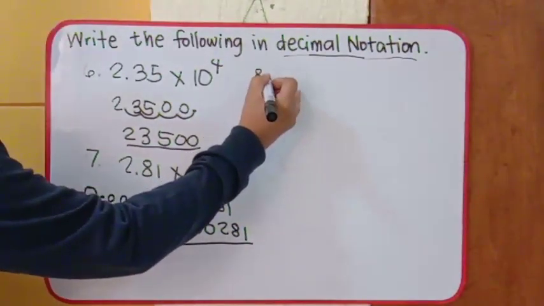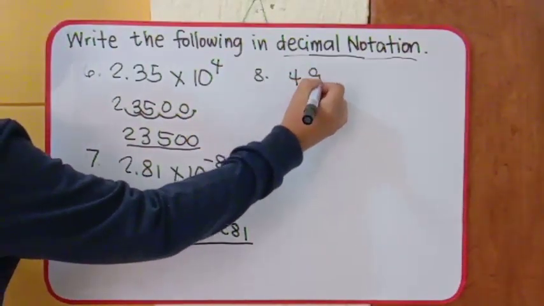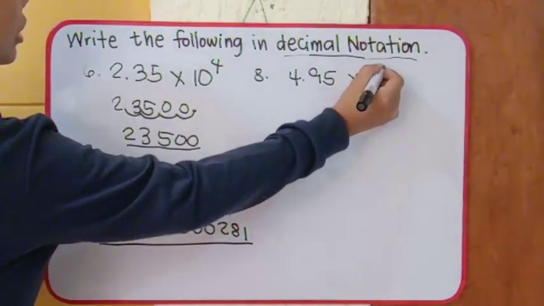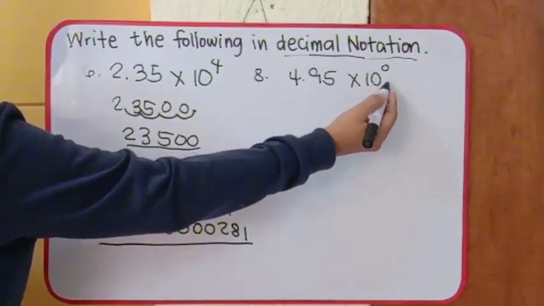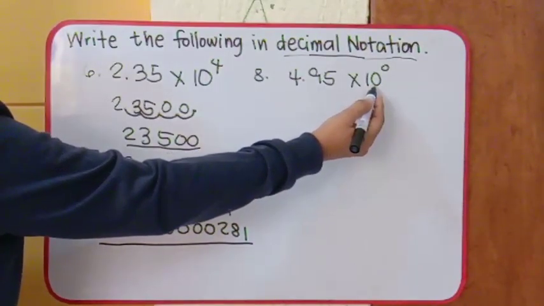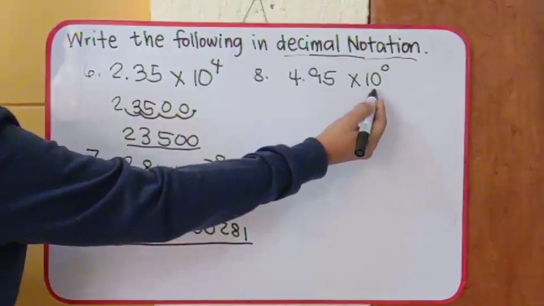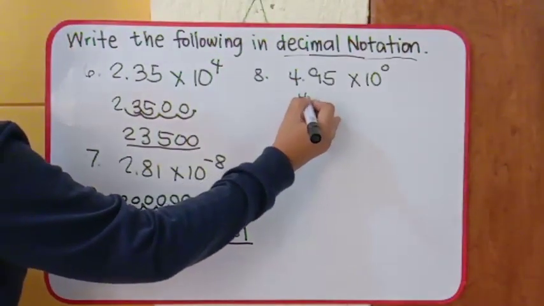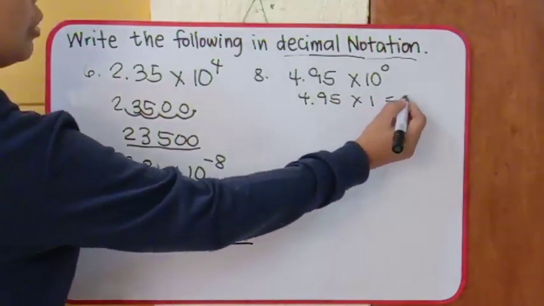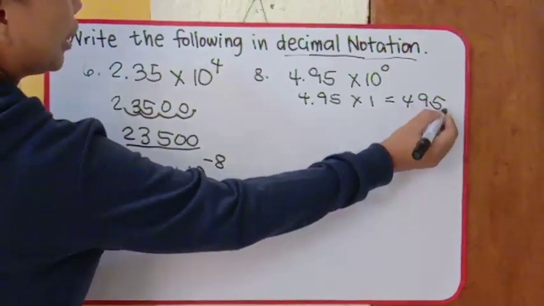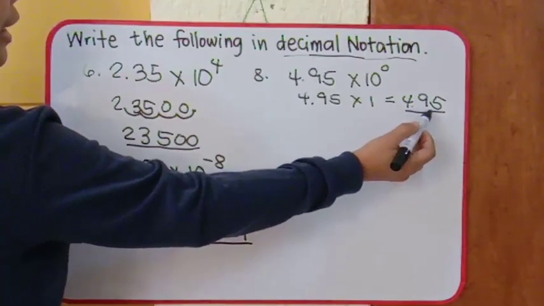Now let us have example number 8. So for number 8, we are given 4.95 times 10 raised to 0. So take note again that we have an exponent which is 0. So we have 10 raised to 0. And again, any number with a 0 exponent is always equal to 1. So if the value of 10 raised to 0 is 1, it means that we will have the same as 4.95 times 1. So the answer will be 4.95. So 4.95 times 10 raised to 0 is still 4.95.